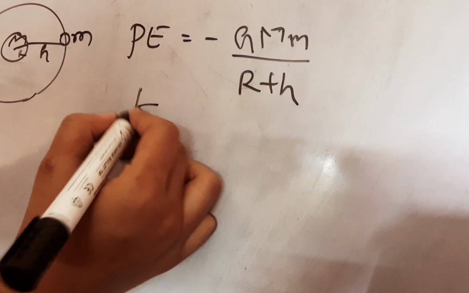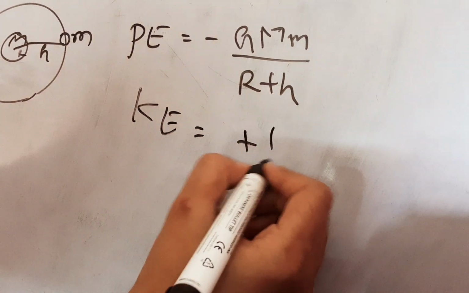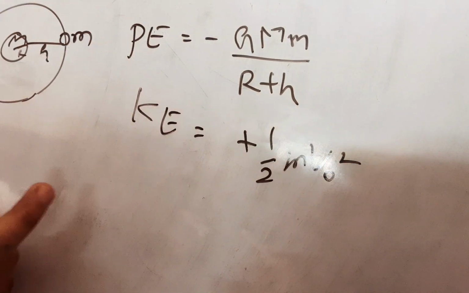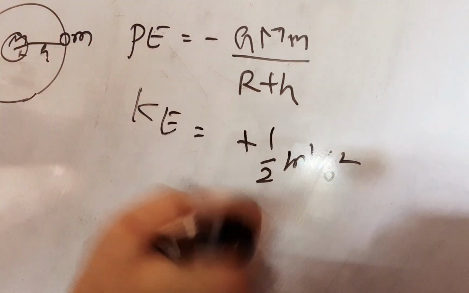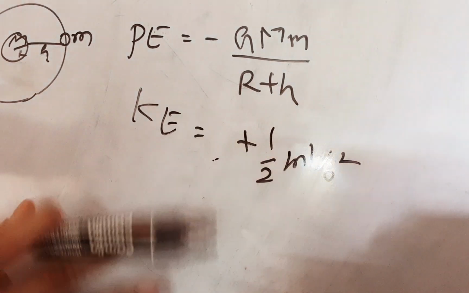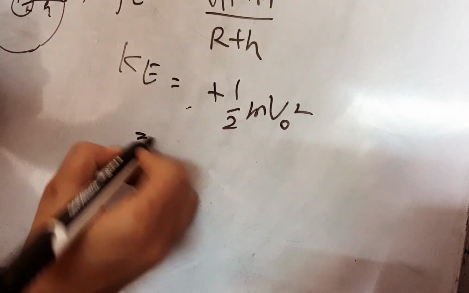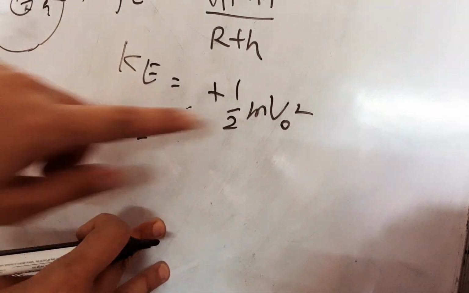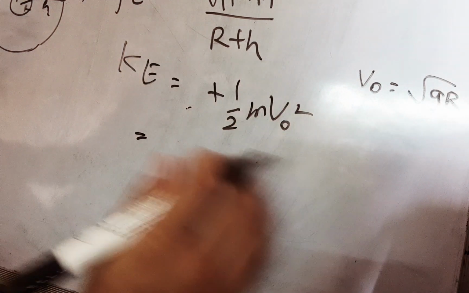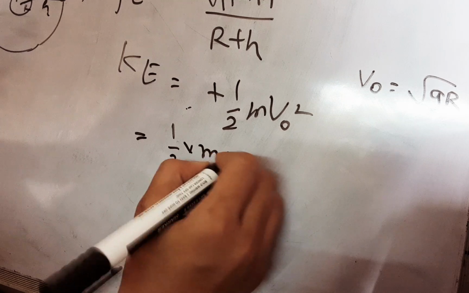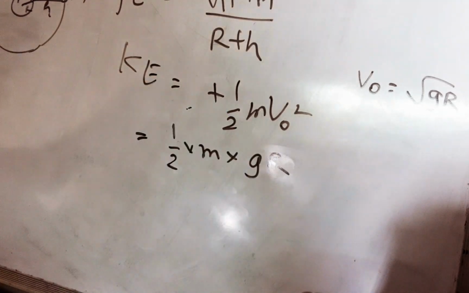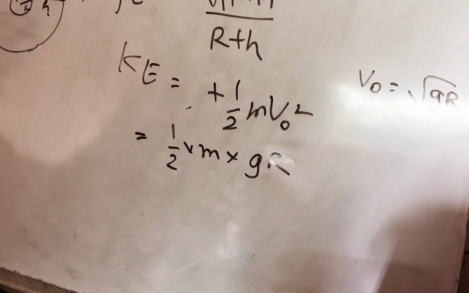Next, what will be its kinetic energy? Its kinetic energy will be plus half m v naught square. Why v naught square? Because I am considering the orbital speed. Now I will write this in terms of GM. In place of orbital velocity v naught, can I write under root of GR? So I will write half into m into under root of GR, but whole square means only GR will come.